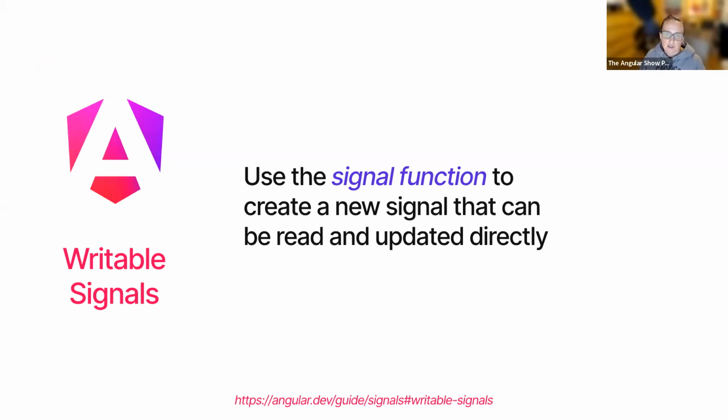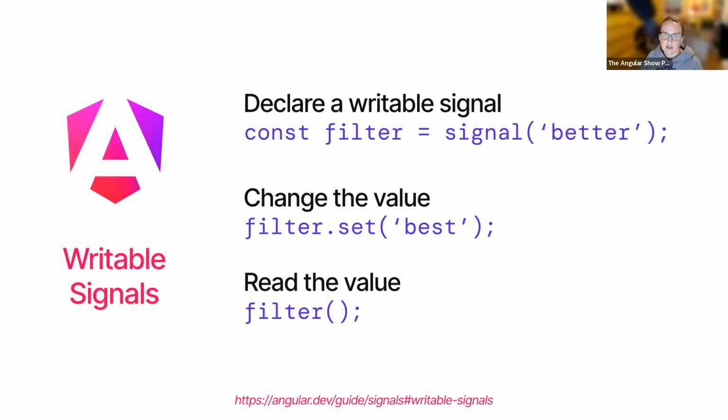To make a writable signal, we use the signal function that can create a new signal that can be read and updated directly. This is how that looks. We will declare a variable to hold the signal. So we've declared a filter, and then we've used the signal function to create a new signal, and we're passing in its initial value. So its initial value is going to be better. If I want to change the value, I can do that directly using the set method. So I've changed that to best. And if I want to read the value, I can just do that by invoking the signal.